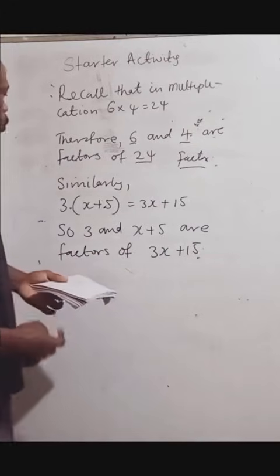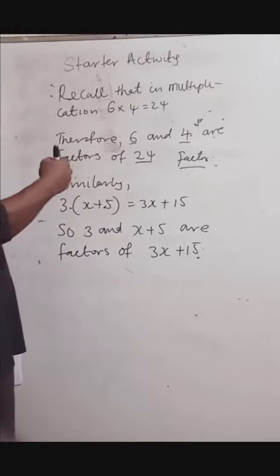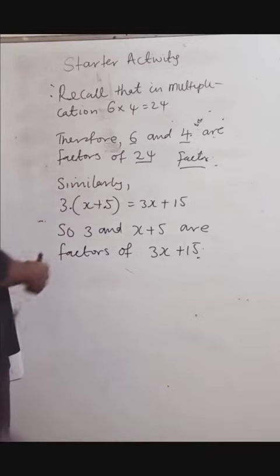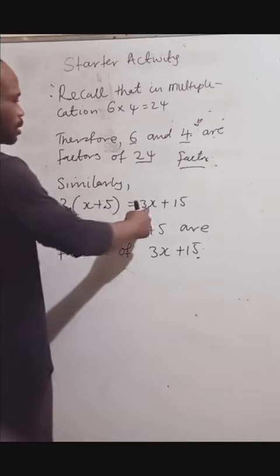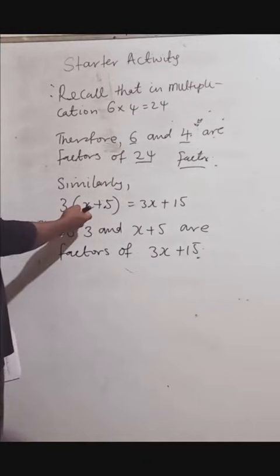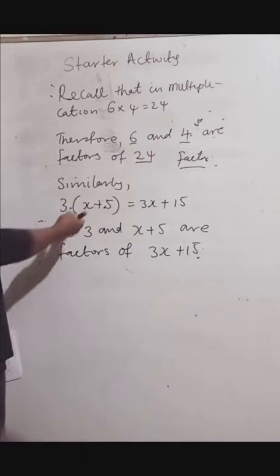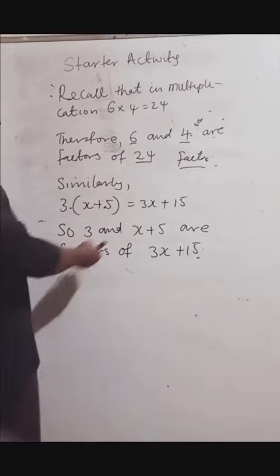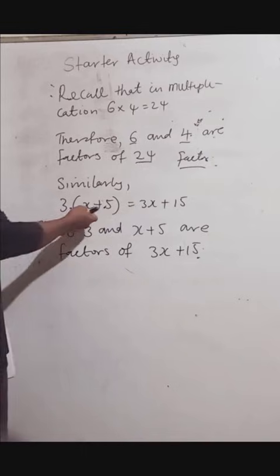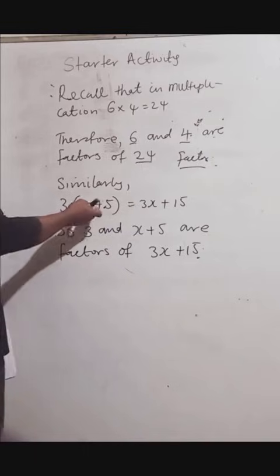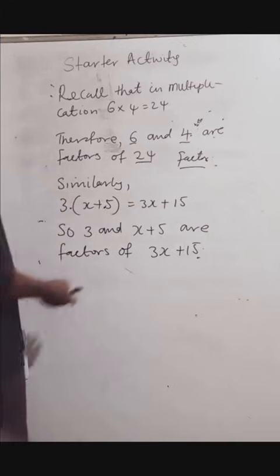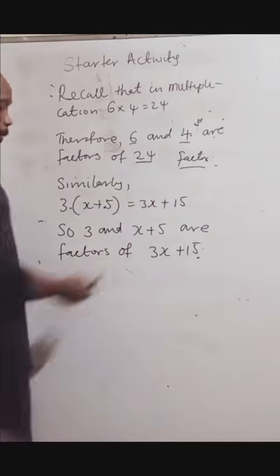Similarly, when you have an expression like 3 multiplied by bracket open x plus 5 bracket close, this expression can be expressed as 3x plus 15. In other words, if the bracket is removed, if we expand this expression, the result is going to be 3x plus 15. And how do we do that? How do we expand this expression? By multiplying everything inside the bracket with 3. So if we use 3 to multiply everything in the bracket, the result is going to be 3x plus 15.